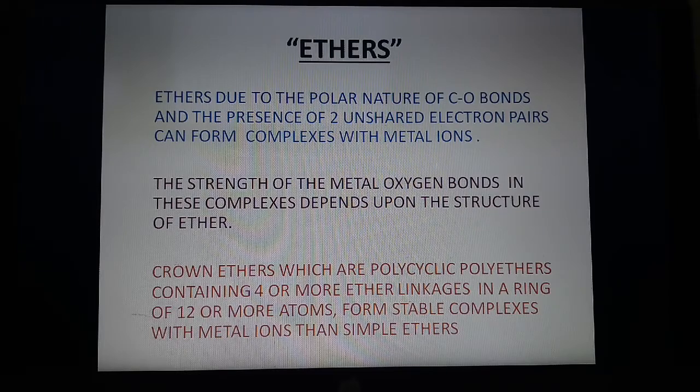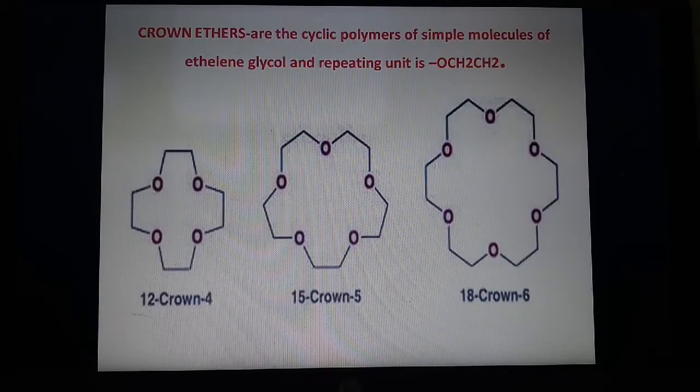I repeat, students, please see the red lines being drawn, saying crown ethers, which are polycyclic polyethers. They contain 4 or more ether linkages in a ring of 12 or more atoms, and they form stable complexes with metal ions than the simple ethers. On our next page, we will see more about crown ethers. They are cyclic polymers of simple molecules of ethylene glycol, and the repeating unit is OCH2CH2.